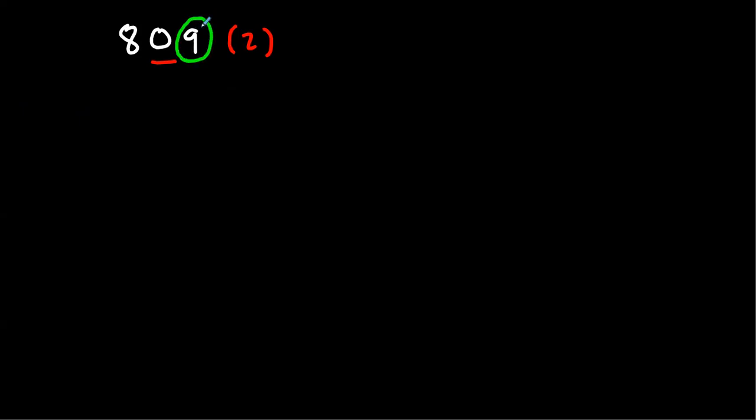Now, if this digit happens to be 5 or more, that means we round the 0 up. If this digit is less than 5, we don't do anything to the 0. So because this digit is 5 or more, the 0 rounds up. So that would become 810 to two significant figures.